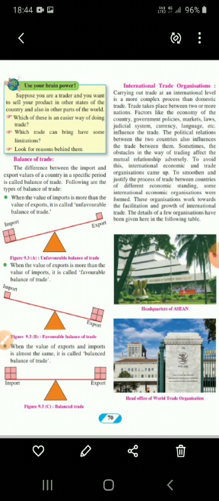This is very important from the examination point of view. All these figures are to be drawn in your copies. Understood? So when the question comes, explain balance of trade, you are supposed to draw all these 3 figures along with the explanation of this balance of trade. Understood?